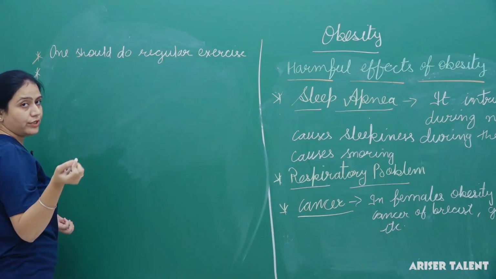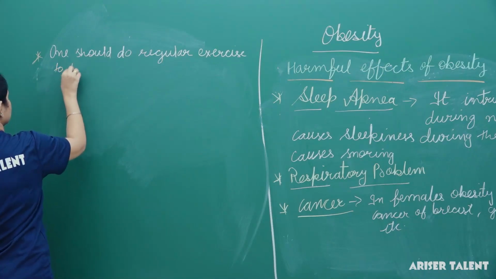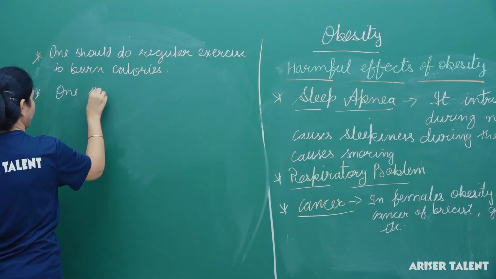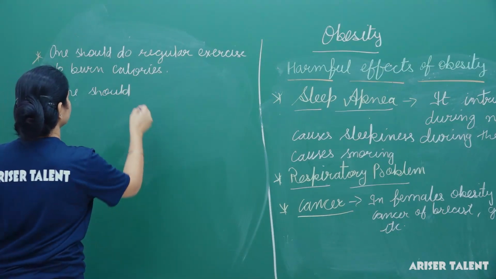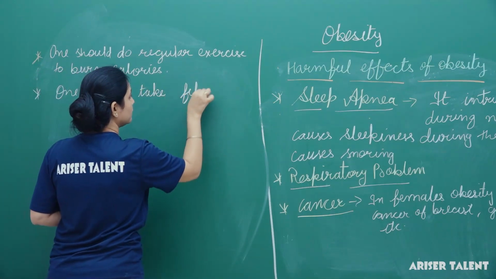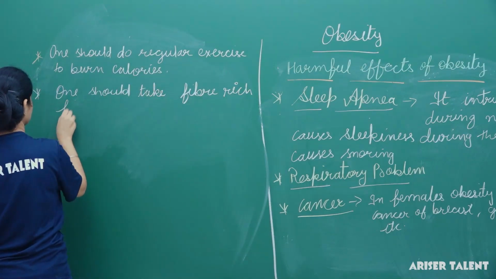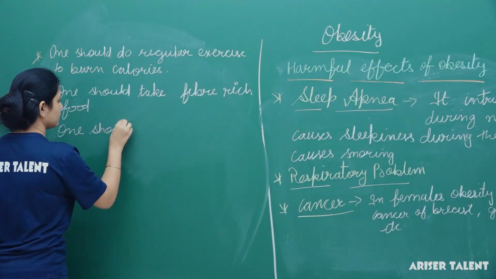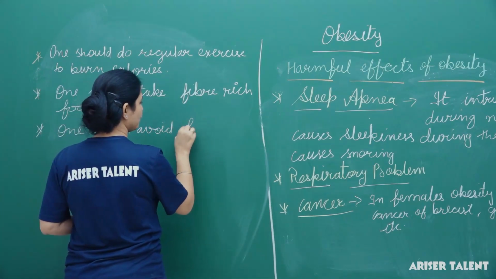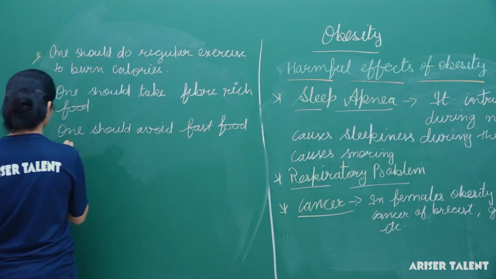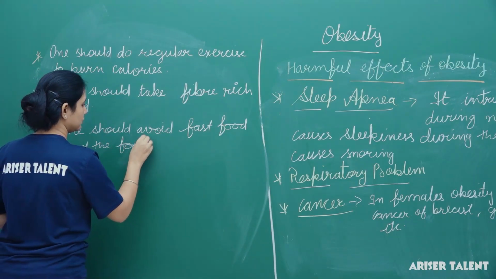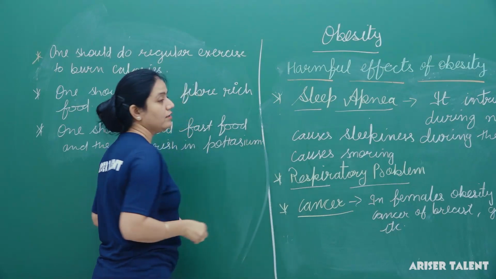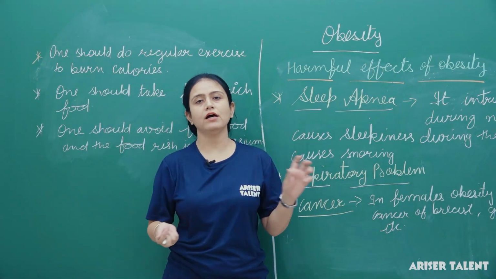Okay, to reduce fat or to burn calories, besides it, the person should take fiber-rich food like fruits and vegetables. And one should avoid fast food and food rich in potassium. So by following these simple rules, one can avoid obesity.